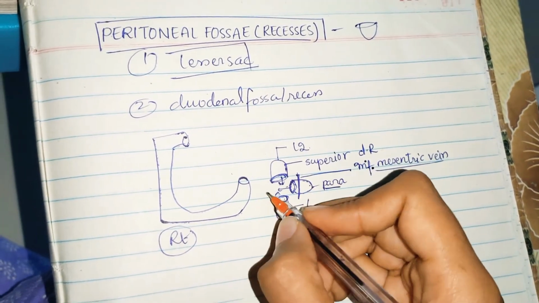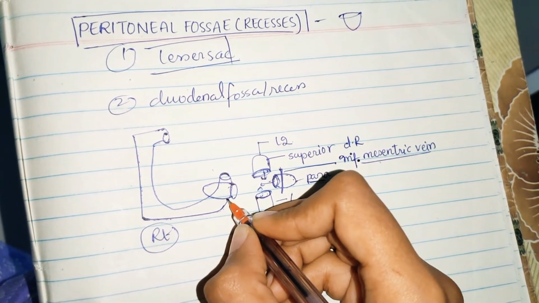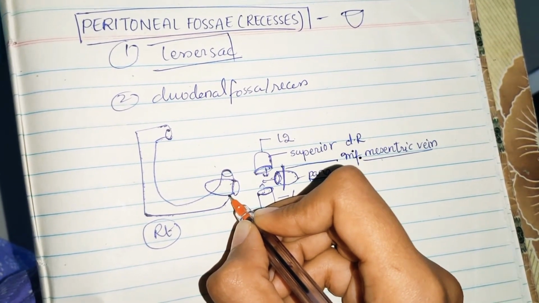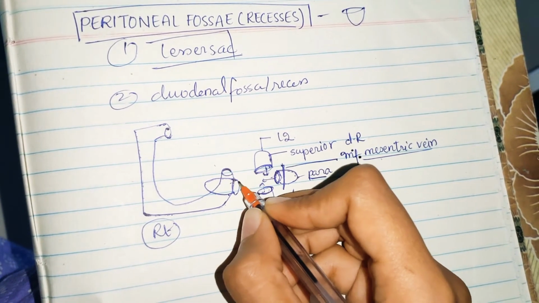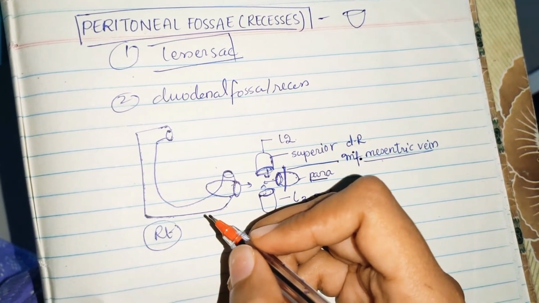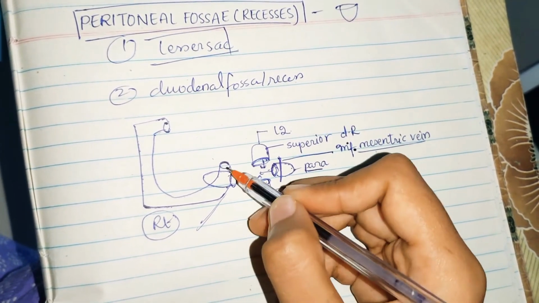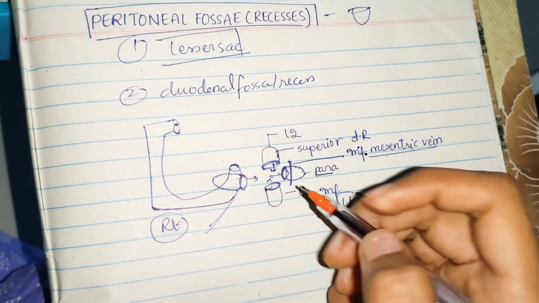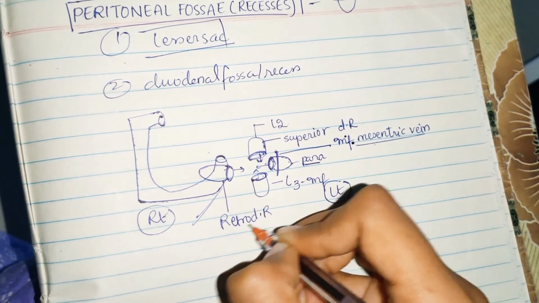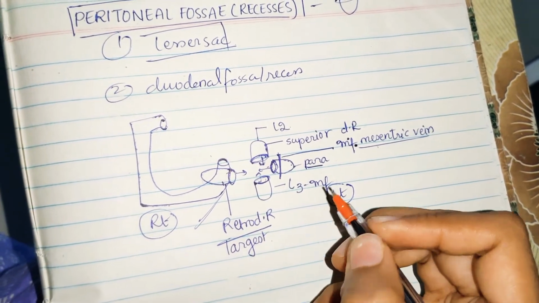Next, exactly at this region you have one more recess pocket. This is the retroduodenal recess. It is actually the largest recess, and its opening is towards the left side, or you can say its orifice is towards the left side, and it is located upper to the mesentery. For example, if you have the mesentery here, it is located above the mesentery. This is the retroduodenal recess. Remember, this is the largest recess among all of these.